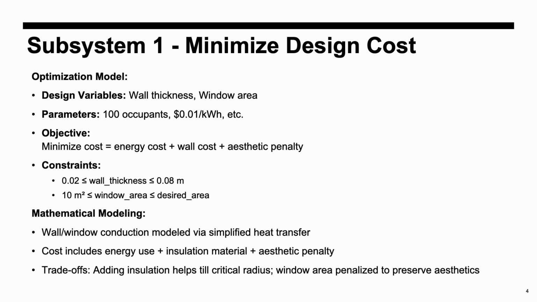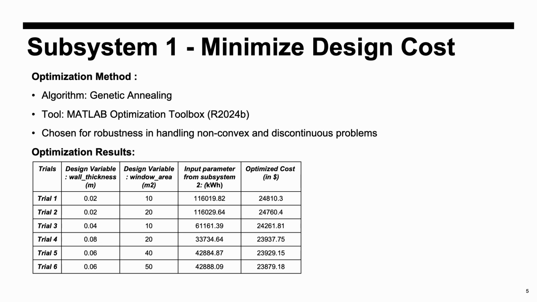Modeling uses simplified heat transfer calculations for wall and window conduction. We used genetic annealing, implemented in MATLAB's optimization toolbox due to its robustness in handling discontinuities. This table shows the results from 6 trials. For example, trial 6 with 0.06 meter wall thickness and 50 square meter window area resulted in the lowest cost despite moderate energy consumption.